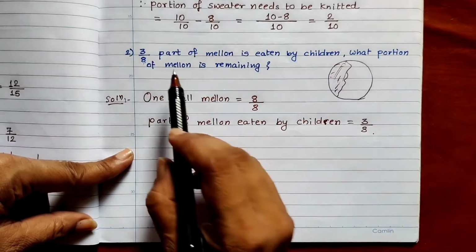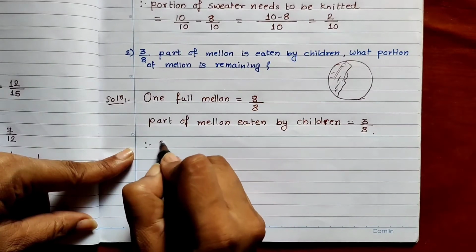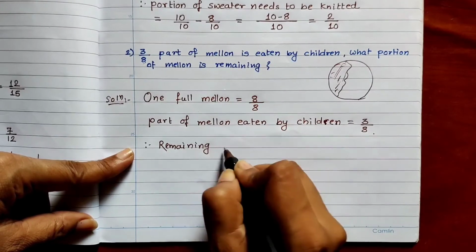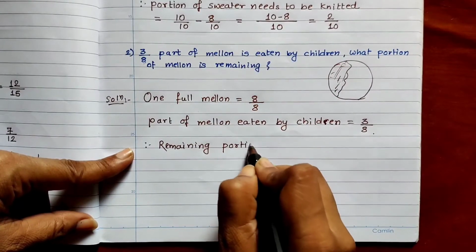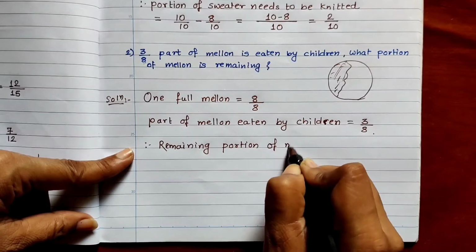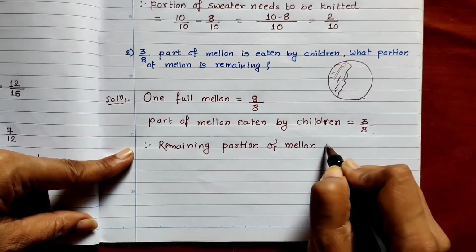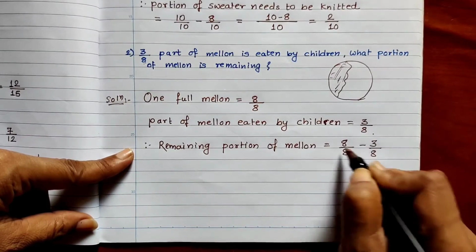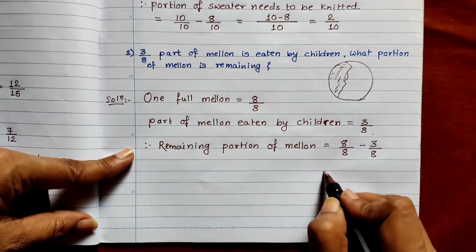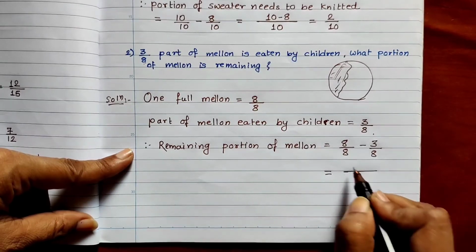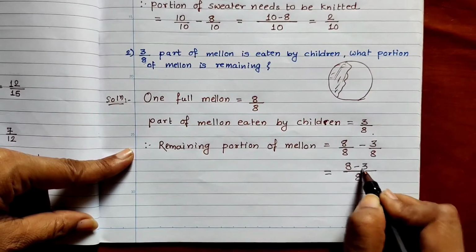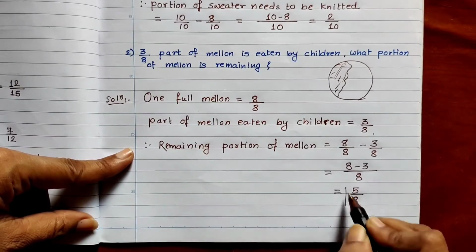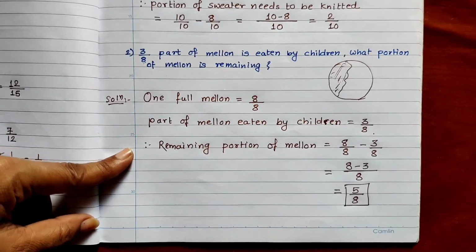So what portion of melon is remaining? Therefore, remaining portion of melon is equal to 8 upon 8 minus 3 upon 8. Now these are like fractions, 8, 8. Common denominator we write one time. We will subtract the numerators. 8 minus 3, answer is 5 upon 8. In this way, 5 upon 8 portion of melon is remaining.